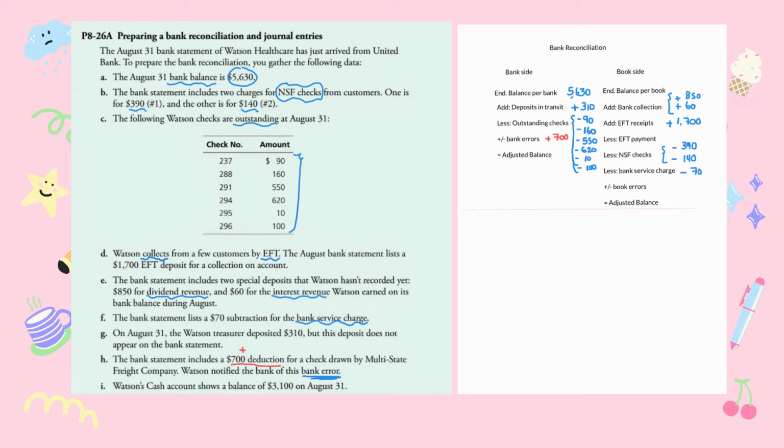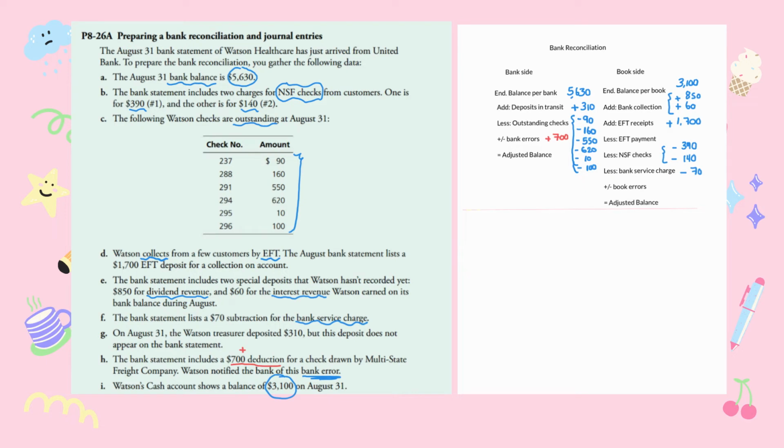So bank error, I need to add 700. Okay. Last one. Watson's cash account shows a balance of 3,100 on August 31st. So this is the balance per book. Okay, because we already have the bank balance. Now per book, it's 3,100.